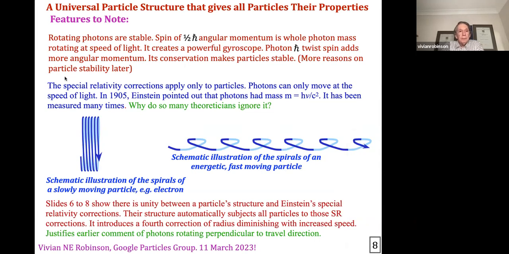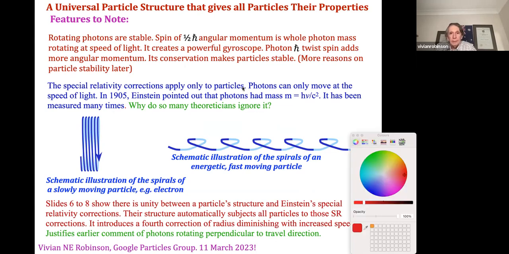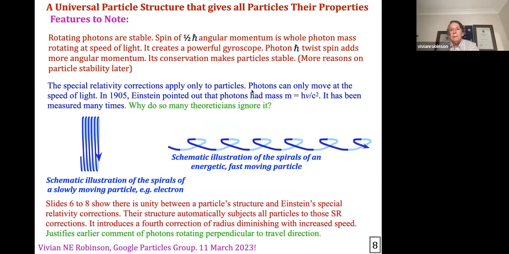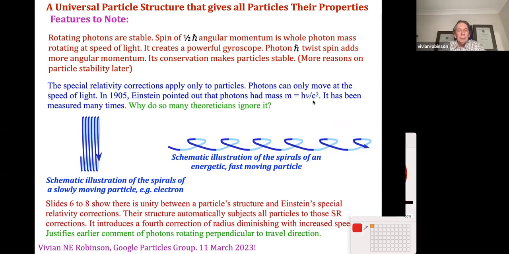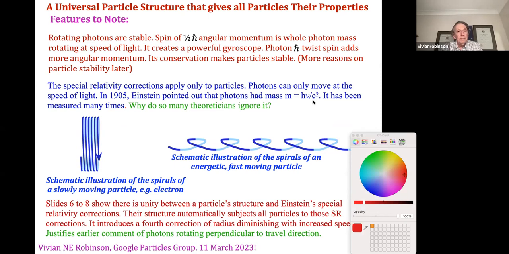I should also point out that in that derivation, the special relativity corrections apply only to particles. They do not apply to photons. Photons can only move at the speed of light, and whether traveling in a straight line or rotating, that axis is always at the speed of light. Now, as I said, in 1911, Einstein pointed out that photons have mass equals h nu over c squared. It has been measured many times. I'm at a loss why theoreticians keep ignoring it and try to pretend that they're massless particles.